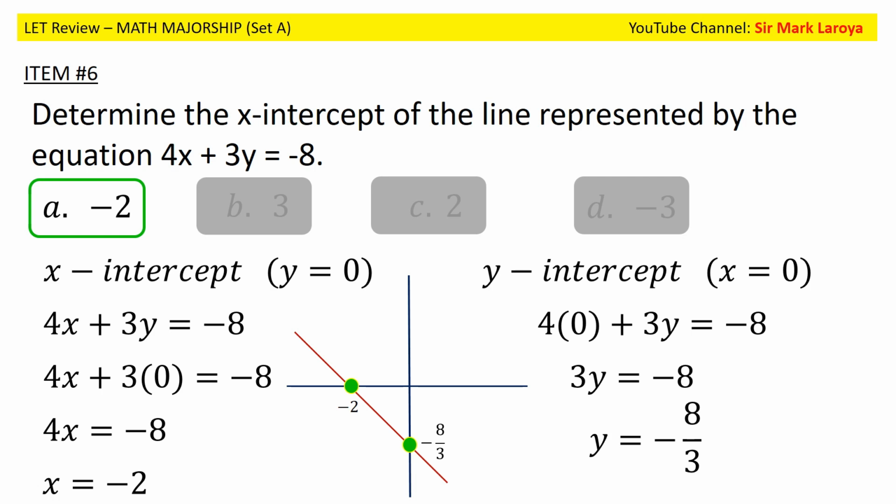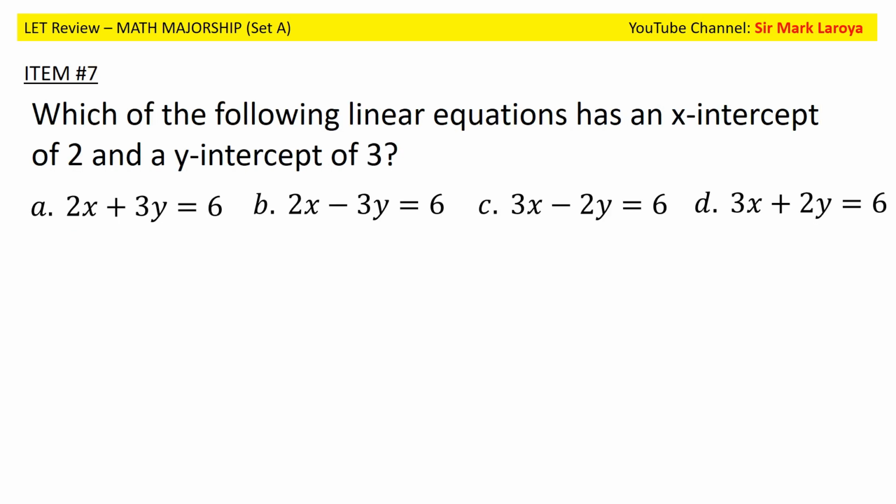Item number 7. Which of the following linear equations has an x-intercept of 2 and a y-intercept of 3? A. 2x plus 3y equals 6. B. 2x minus 3y equals 6. C. 3x minus 2y equals 6. Or D. 3x plus 2y equals 6.